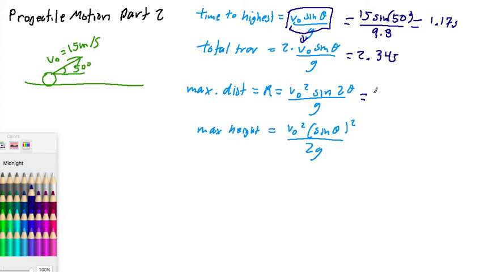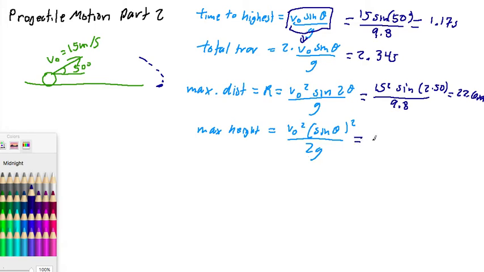And for the maximum range, v squared is just 15 squared times sine of 2 theta, which is 50, over 9.8. And that is going to give us 22.6 meters traveled, or maximum range, where it will land, in other words.